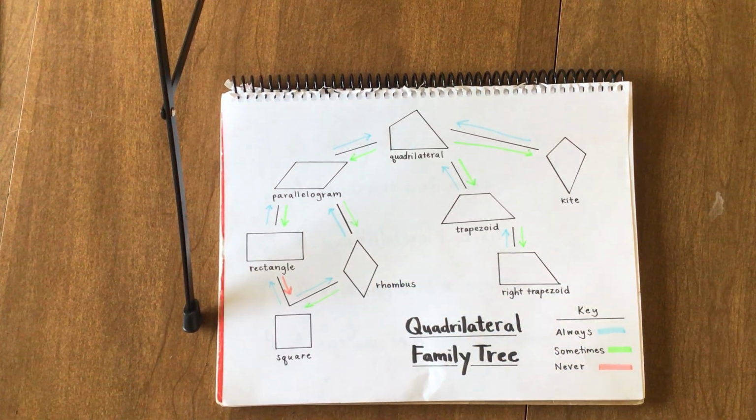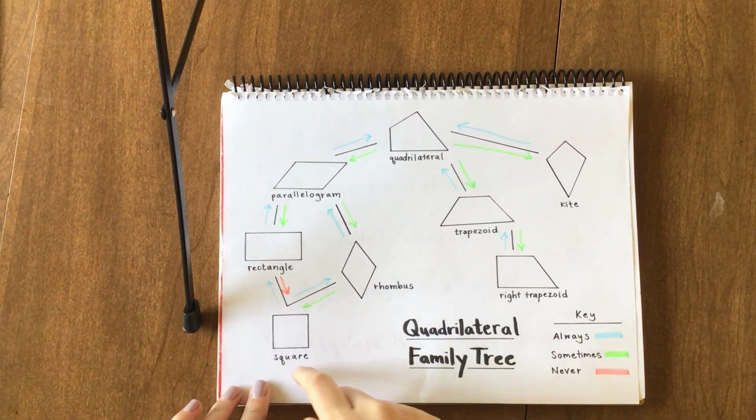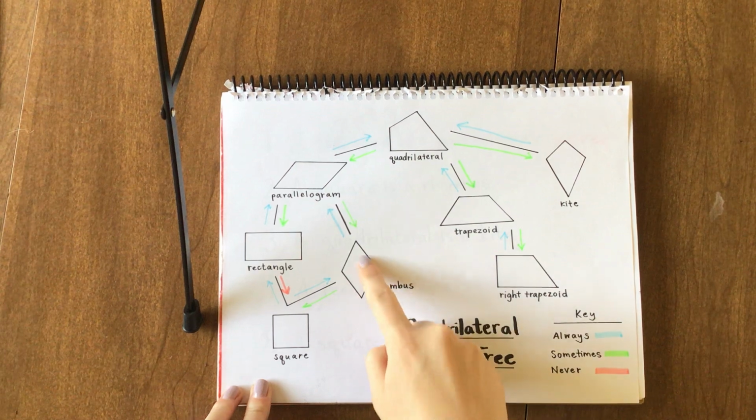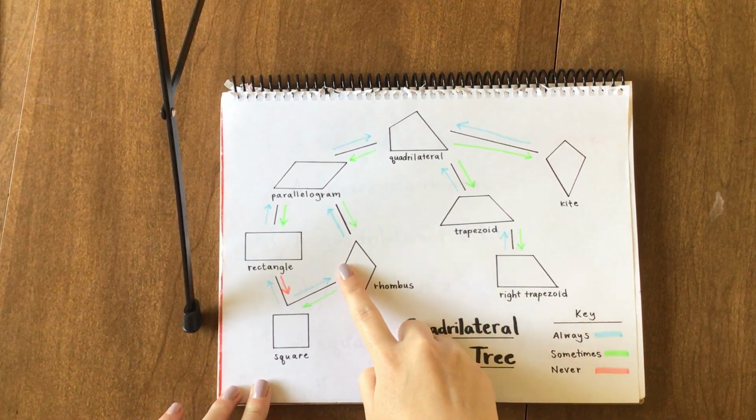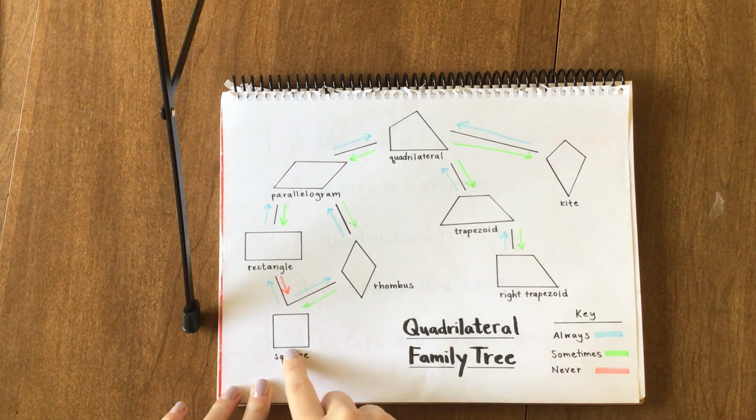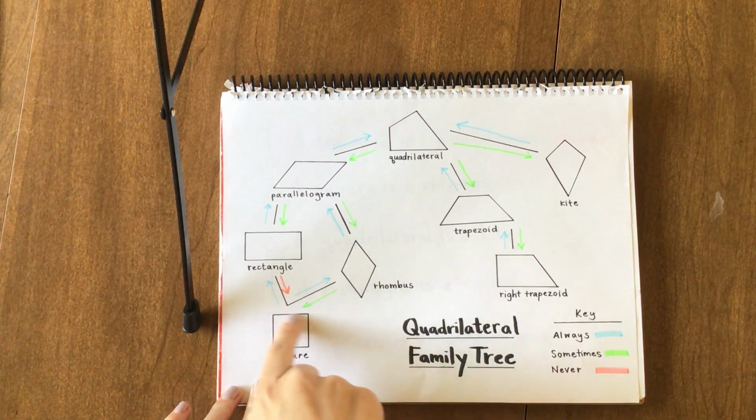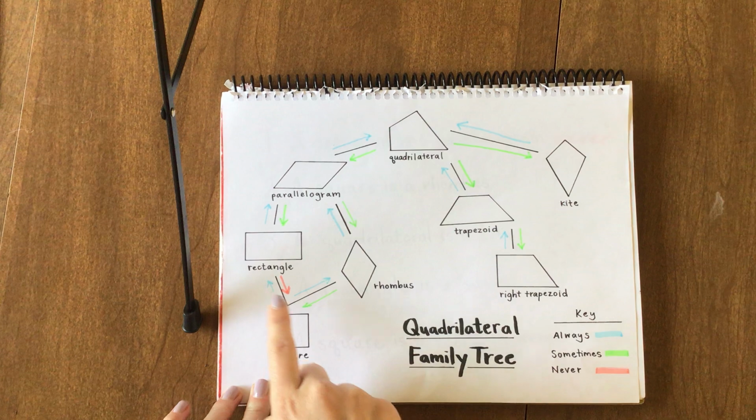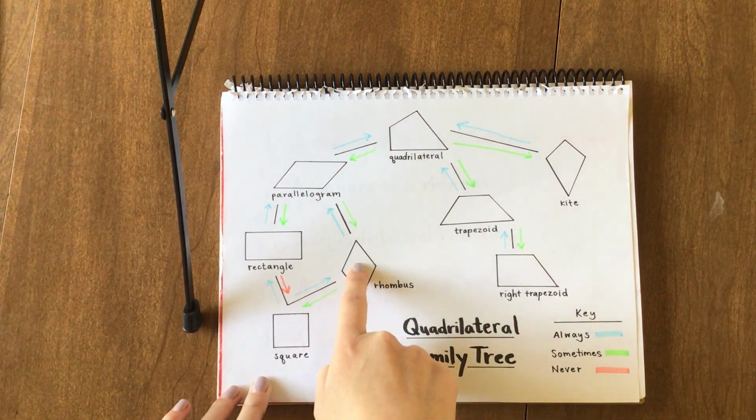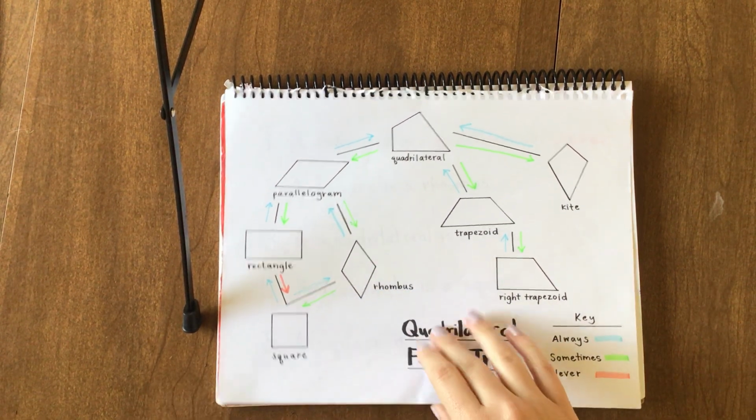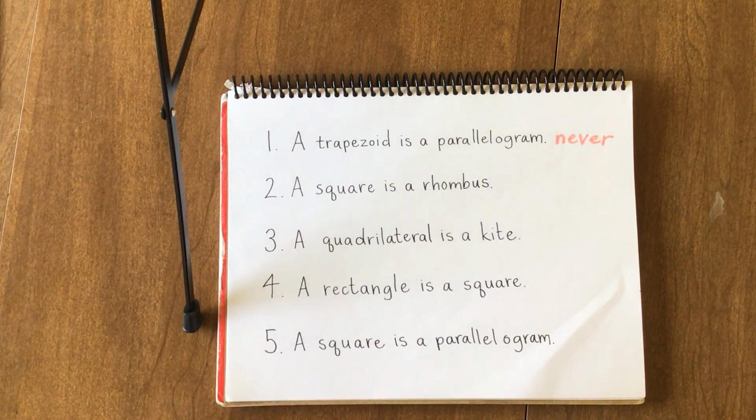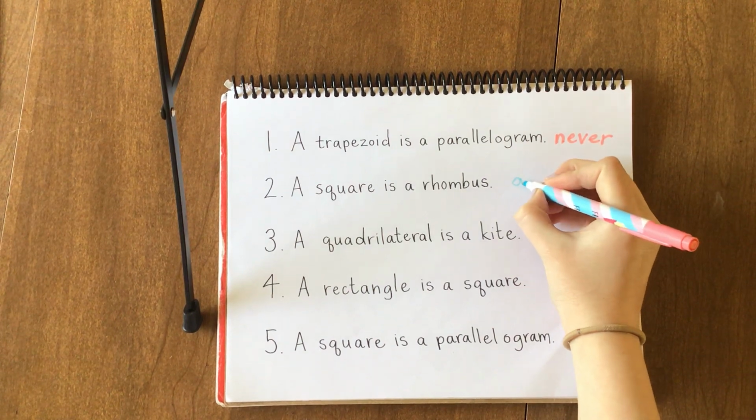Thinking about the properties of both a square and a rhombus, we can say that because a rhombus has all sides equal and a square also has all sides that are equal, then a square is a rhombus. And a square is a rhombus always.